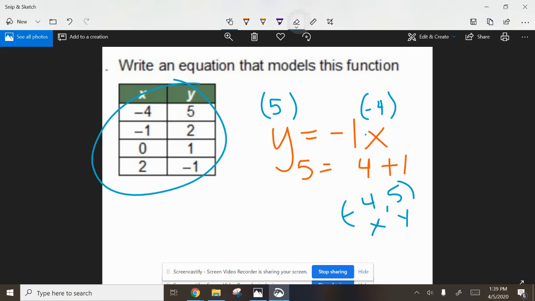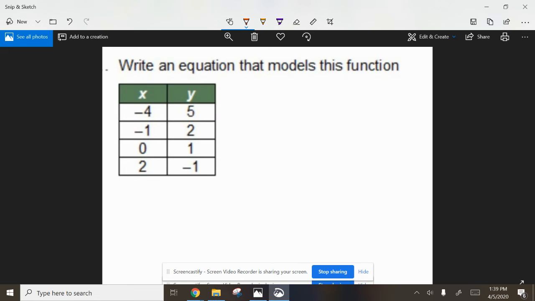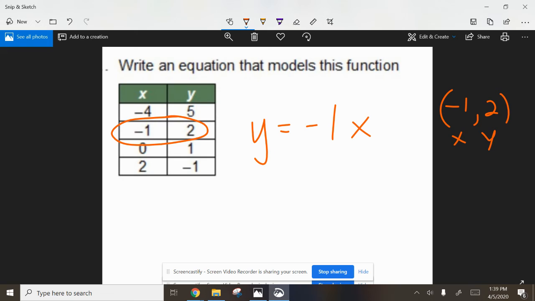I'm going to try this all over again because it looks a little messy. I don't like how it looks. What was my slope? Negative 1x. And now I'm going to choose the next point. Negative 1 comma 2. I'm choosing this point. Where does negative 1 go? Where does 2 go? Negative 1 goes right here. All right? 2 goes right here.